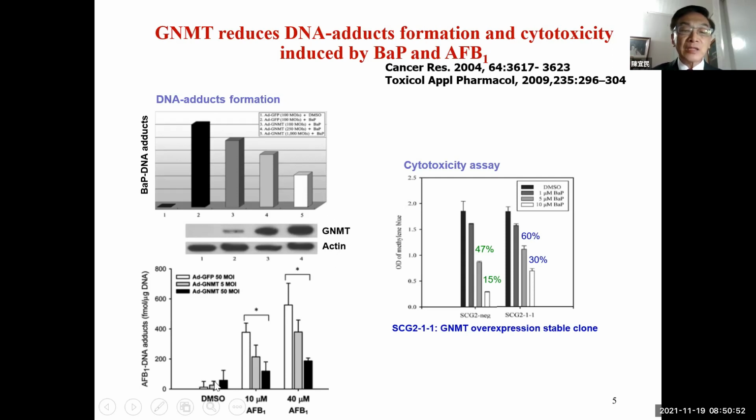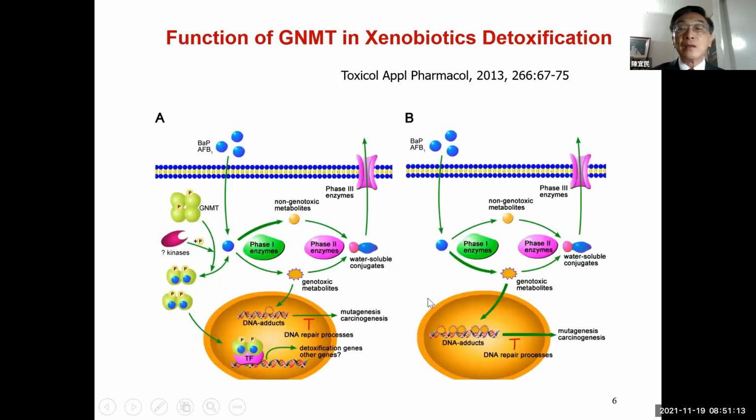Another experiment is we also found that GNMT can also protect the cells from the insult of aflatoxin B1. As we know, aflatoxin B1 is also a food contaminant that can trigger tumorigenesis in the liver. So in 2013, we published a review article in Toxicology and Applied Pharmacology.